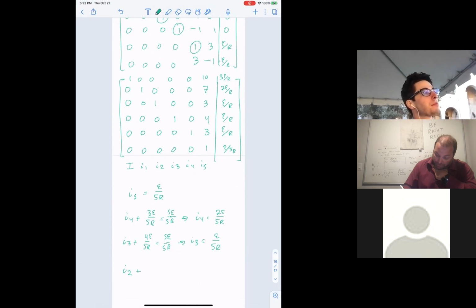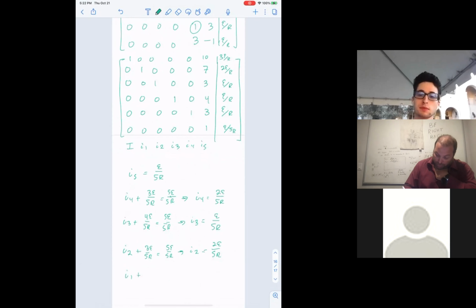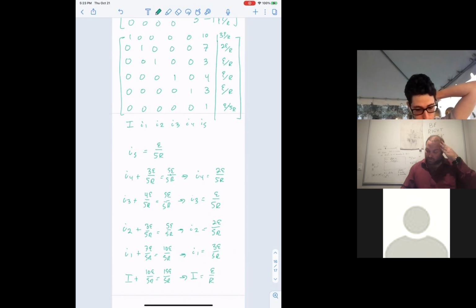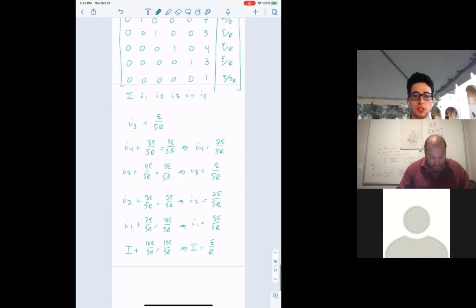I2 plus 3E over 5R equals 5E over 5R, so I2 equals 2E over 5R. I1 plus 7E over 5R equals 10E over 5R, so I1 equals 3E over 5R. And finally, we have the current plus 10E over 5R equals 15E over 5R. So the current must be 5E over R again. Okay, that was fun. All right, so just D on this one.